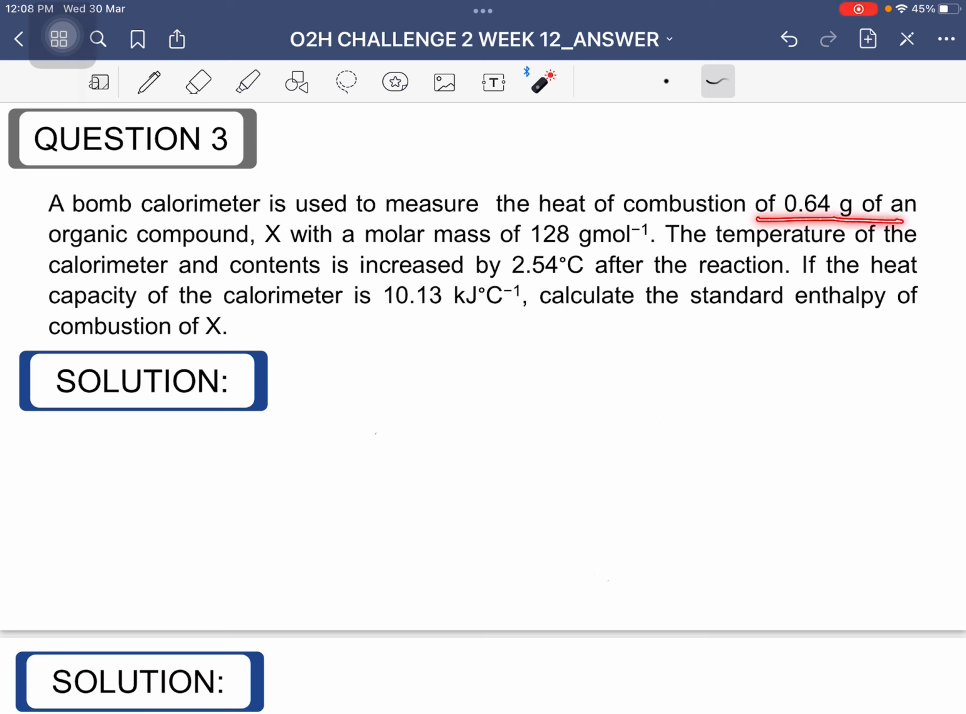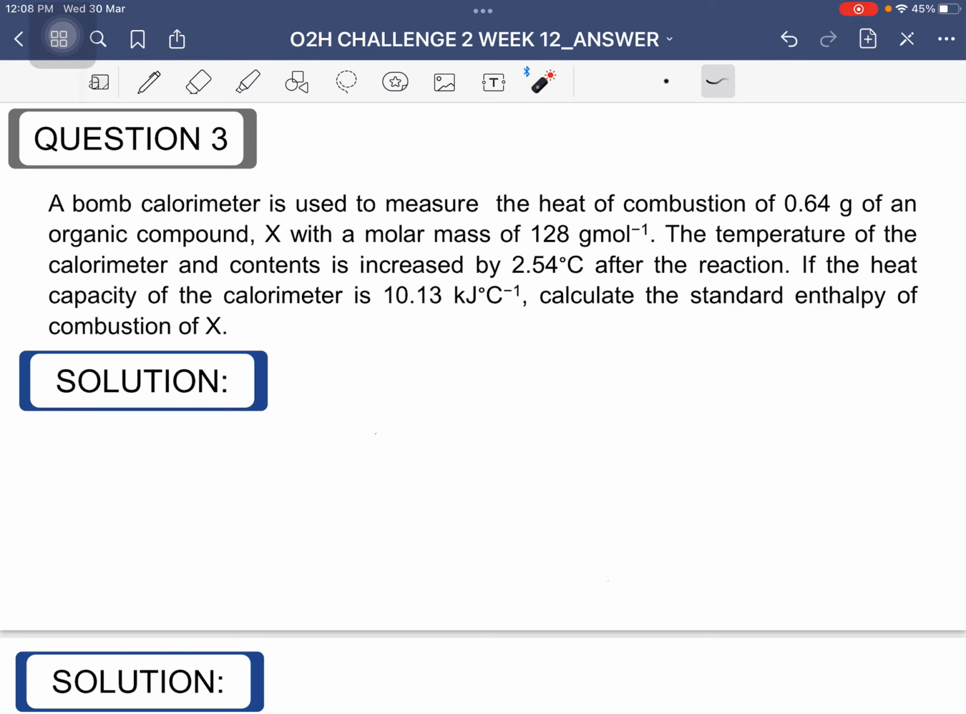Next, soalan 3. A bomb calorimeter is used to measure the heat of combustion of 0.64 gram of organic compound with the molar mass 128 gram. The temperature of the calorimeter and contents is increased by 2.54 degrees Celsius. So temperature dia bertambah selepas tindak balas berlaku, and the heat capacity of the calorimeter is given 10.13 kJ per degree Celsius. Calculate standard enthalpy of combustion.